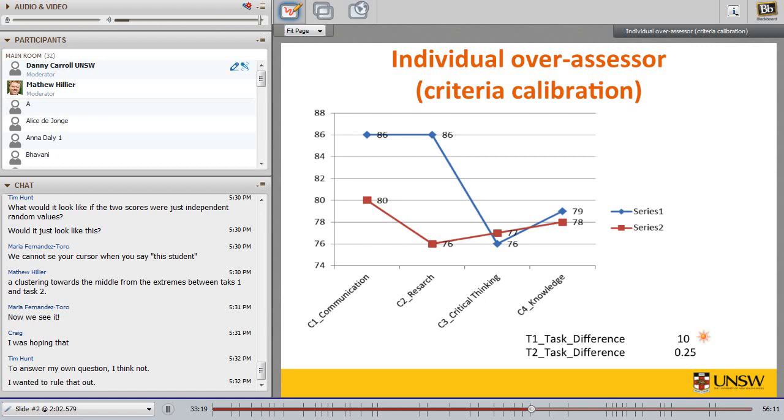But the thing was, they didn't only make accuracy gains. Now this example here is an individual. And this guy was an over-assessor. So on task 1, he over-assessed by 10 marks. On task 2, his student estimates were nearly a perfect match with the assessor. They came much closer. So on task 1, he was really high self-marking on 2 criteria, communication and research, and others he was quite a bit lower. But in task 2, he moderated his self-marking and responded to his inaccuracy and brought his self-marking down.